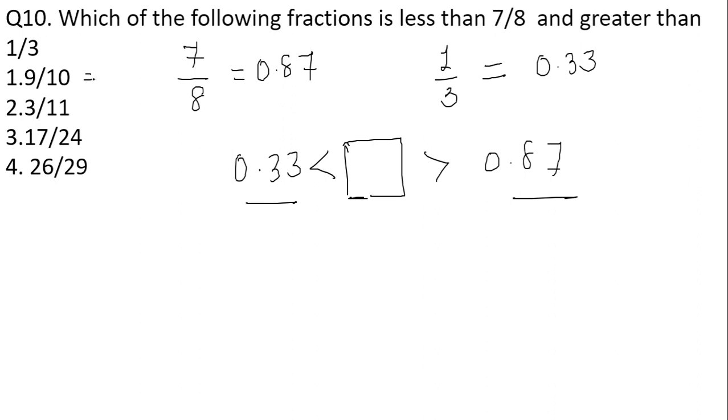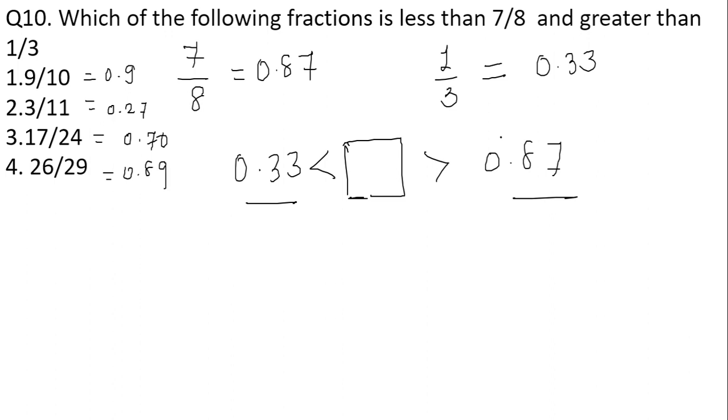So if I do 9 by 10, here I'll get 0.9. 3 by 11 is giving me 0.27. 17 upon 24 is giving me, I guess, 0.70, and 26 upon 29 is giving me 0.89.